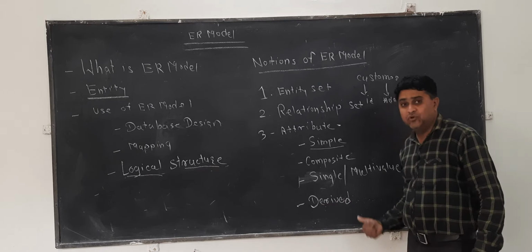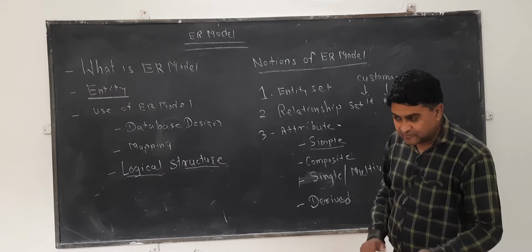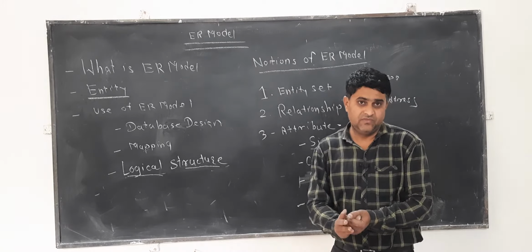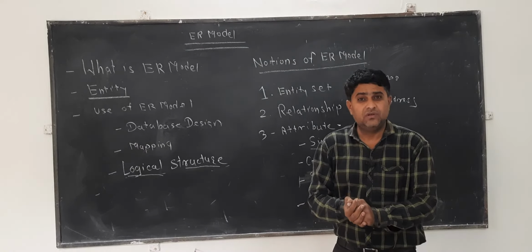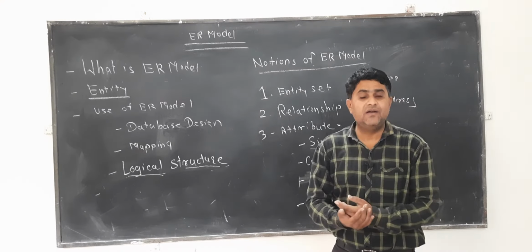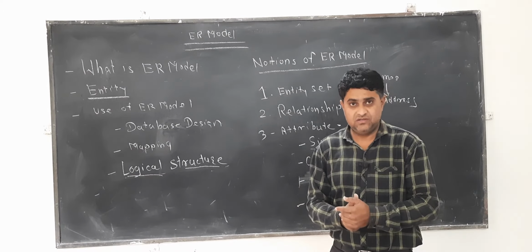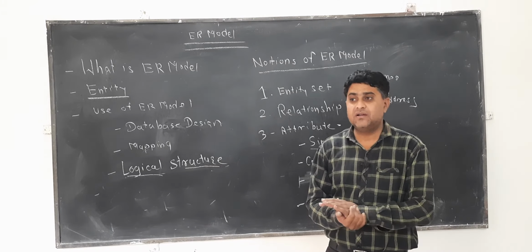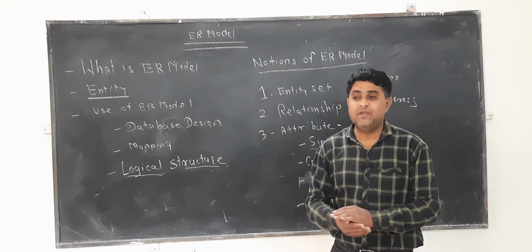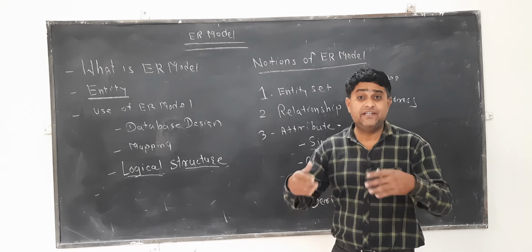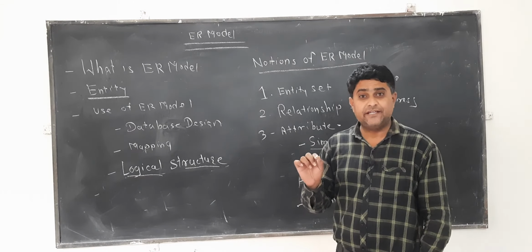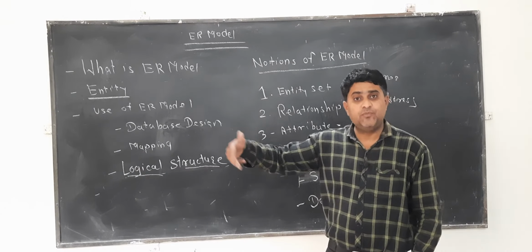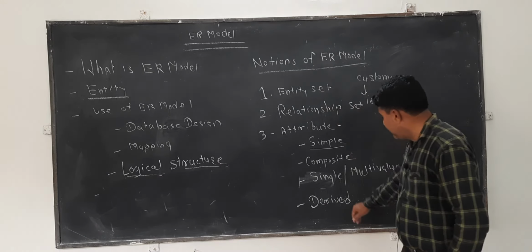Then derived attributes. Derived attributes mean, for example, I have the attribute age. Using the age attribute we can calculate your total age. Then we can calculate your duration, we can calculate your timing, meaning the timing of the working. So this is called derived. So age is a base attribute. Using that base attribute we can derive multiple pieces of information. So this is a derived attribute.